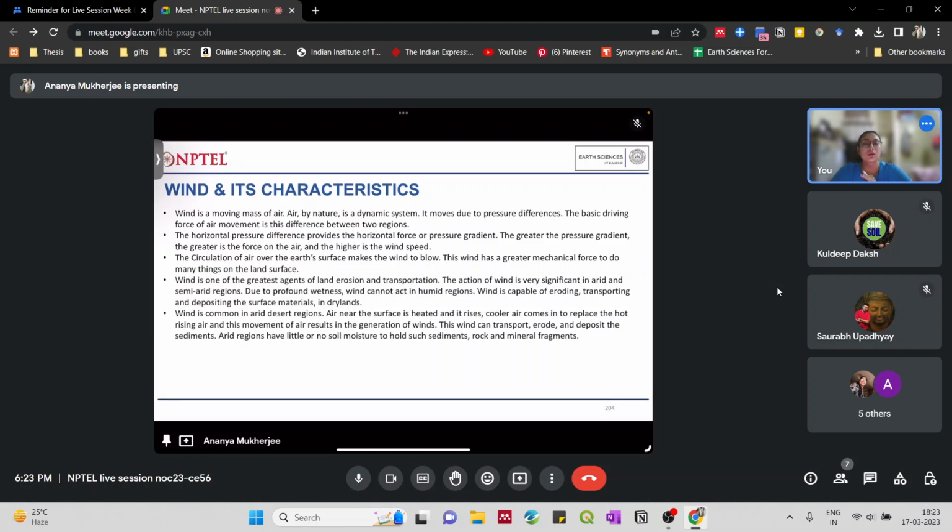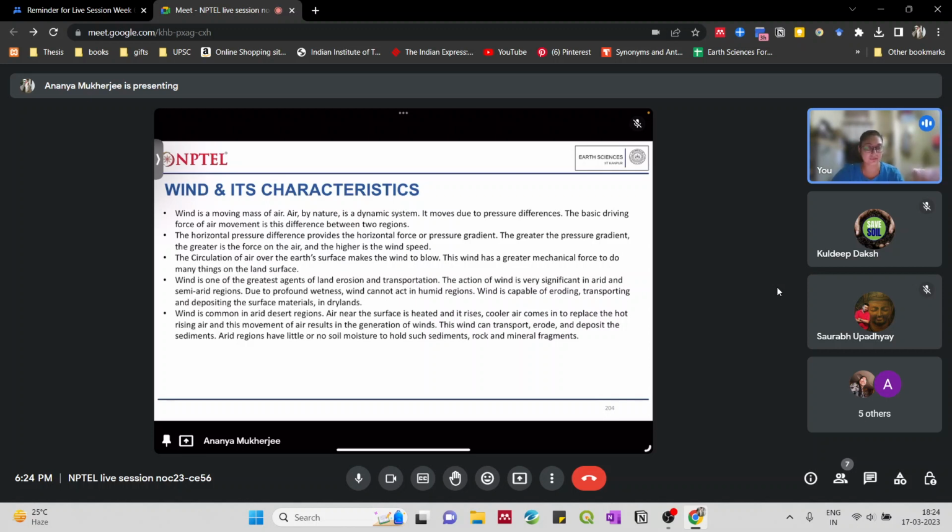So that is why wind is one of the greatest, or one of the most active agents which can cause land erosion and transportation of sediments. These are very effective in arid and semi-arid regions, as moisture-laden air is not going to flow through an area with greater speeds.